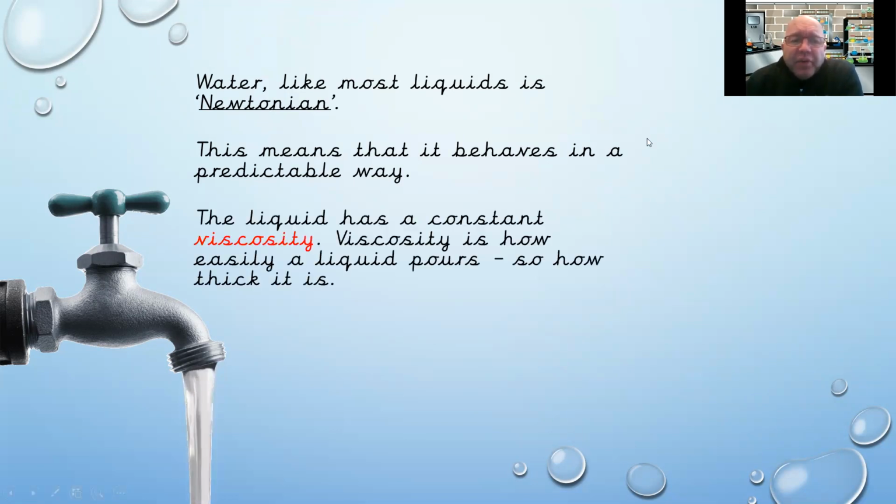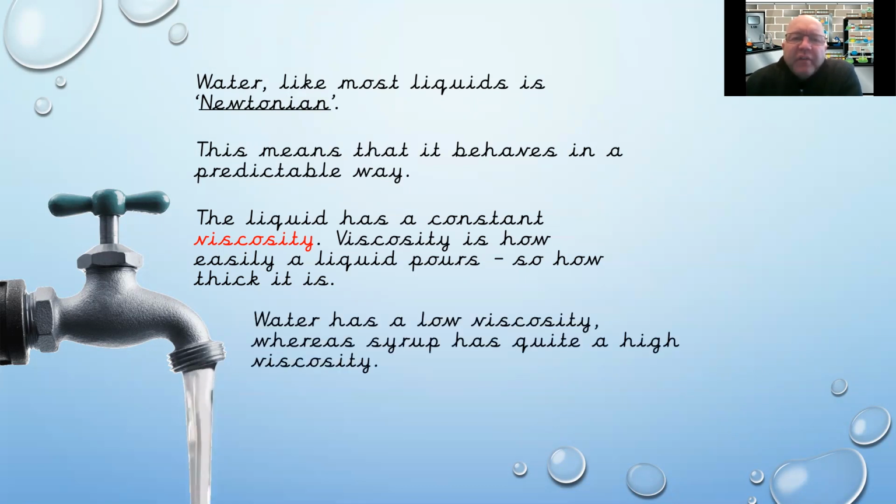So here we've got water pouring out of a tap, and it's got a constant viscosity, another fancy scientific word. But viscosity simply means how easy or how difficult it is to pour. So basically, it's how thick the liquid is. So water is a very thin, runny liquid. So water has got a very low viscosity. Okay? It means it flows really, really easily. But something like syrup, which pours a lot slower, it's quite a bit thicker, that's got a high viscosity.